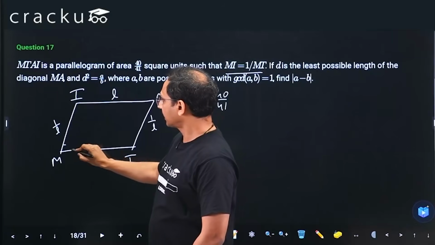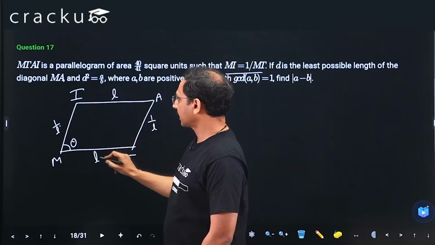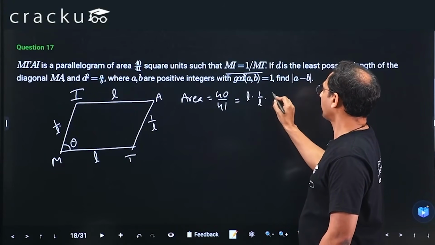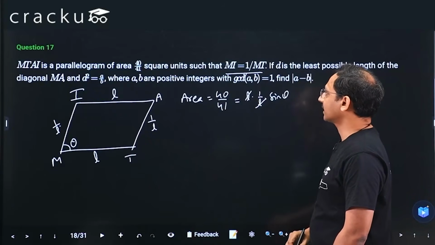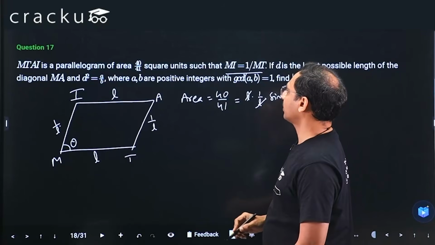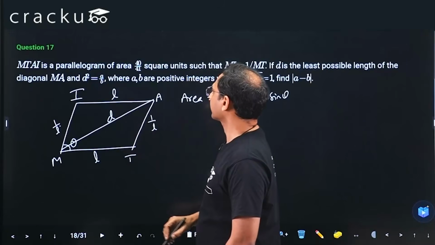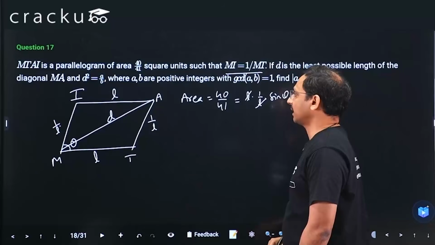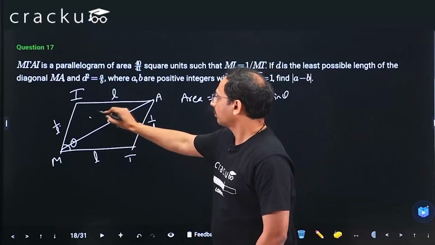If this angle is theta, the area will be product of adjacent sides into sine theta. This is L into 1 by L into sine theta. So we got the value of sine theta. If D is the least possible length of MA, so this length is D. D square is A by B. We want mod of A minus B in simplest form. So here we'll apply cosine rule.